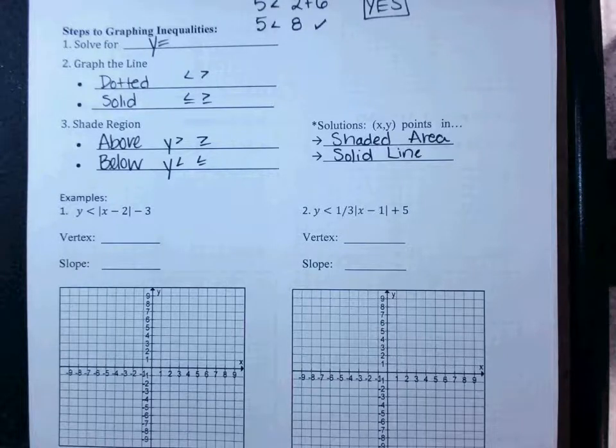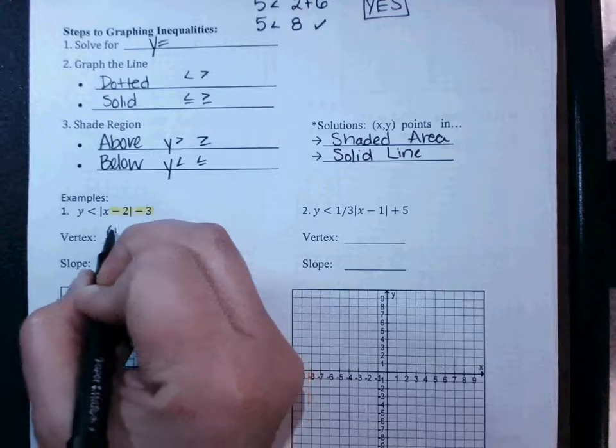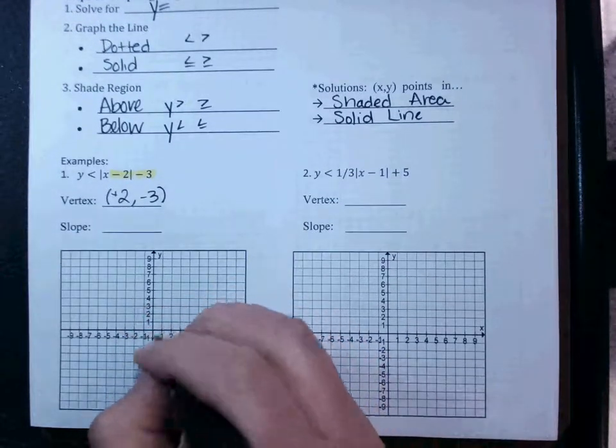So look at number 1. The majority of this is very similar to yesterday. We should know how to graph this from this week. Where is my vertex going to be if I have a -2 in the bars and a -3 at the back? +2, -3. Very good. You change the sign on the one with x. You leave the second one the same. So I'd go to 2, -3 on my graph here. 2, down 3.